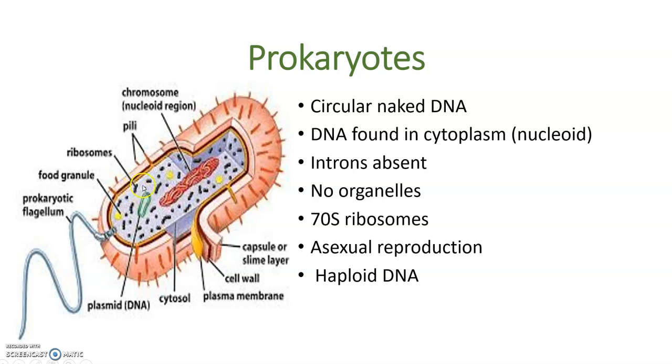These ribosomes in prokaryotes are of 70S type, while in eukaryotes we have 80S ribosomes. That is another difference between prokaryote and eukaryote. And in bacterial cells we have an extra chromosomal DNA. This is the plasmid. That extra chromosomal DNA we call plasmid.